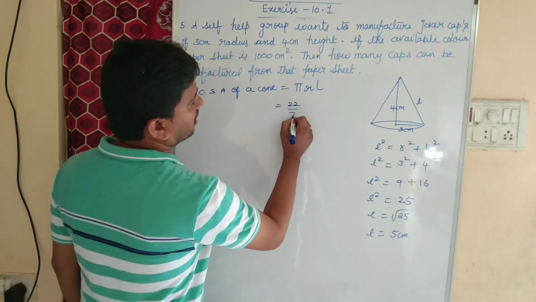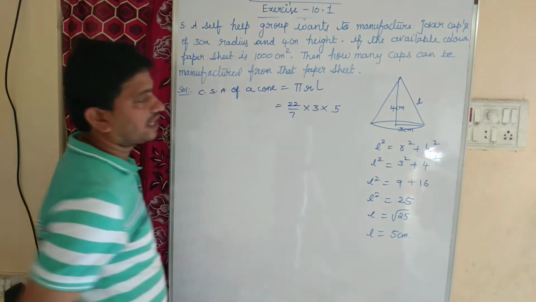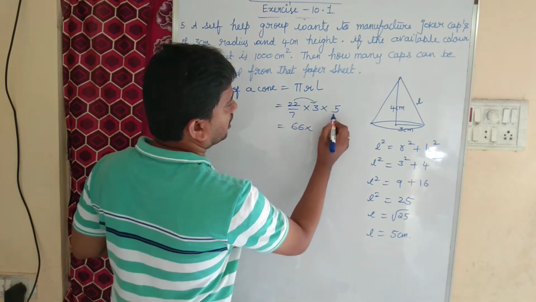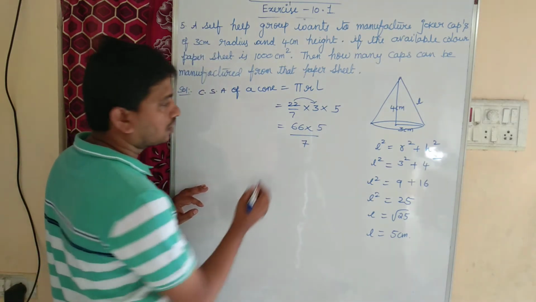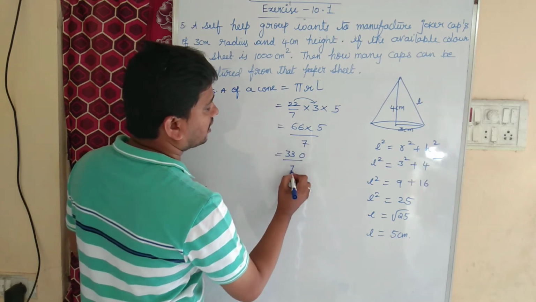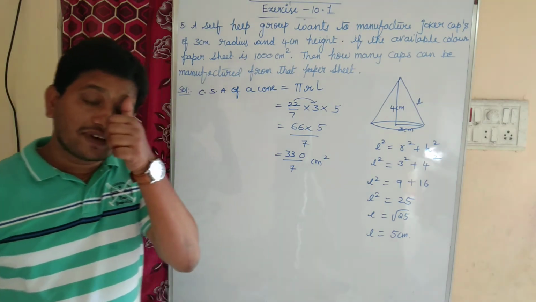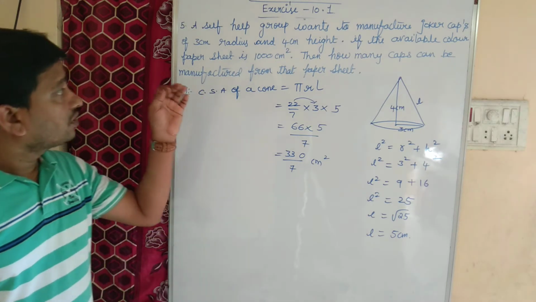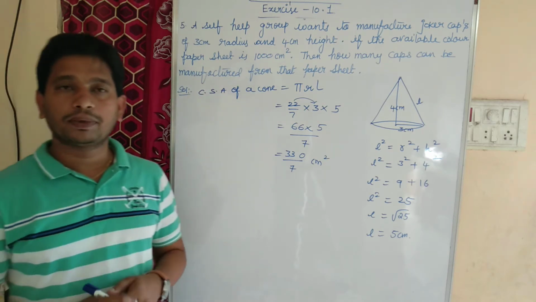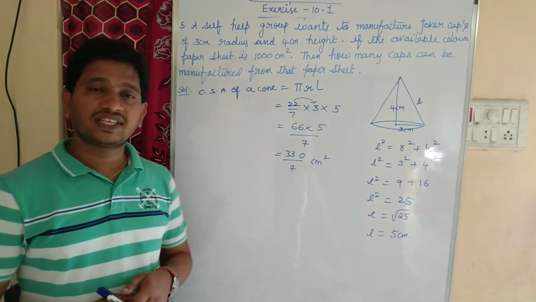So pi value is 22 by 7, radius is 3 and slant height is 5, right? 22 3s are 66, into 5 by 7. So 5 into 66: 5 6s are 30, 5 6s are 30 plus 3, that is 330 by 7 square centimeter. As it is not exactly divisible by 7, let it be. So actually we have a 1000 square centimeter sheet of color paper available. For making one cone, we require 330 by 7 square centimeter.